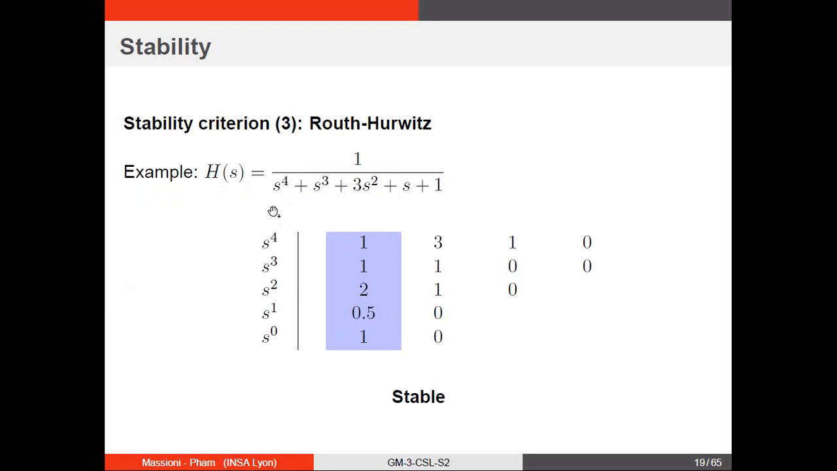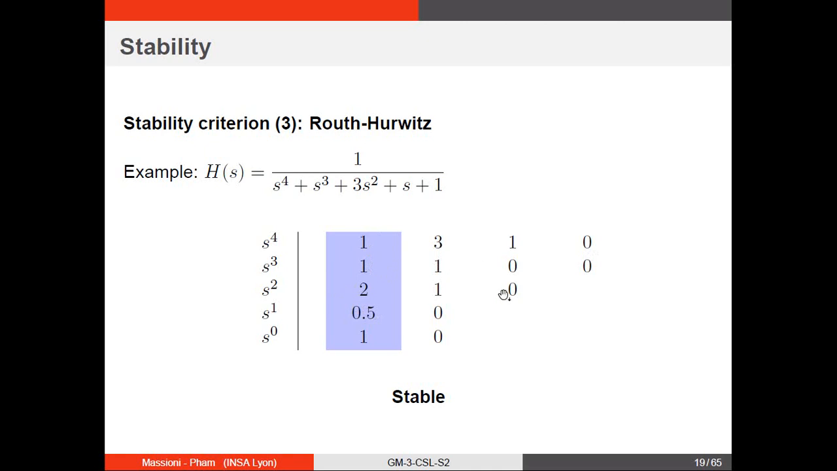Okay, so how do we do it? Well, we said we start writing down S to the power 4, S to the power 3, etc., etc., S to the power 0, then coefficients 1, 1, 1, and then 1, 1 for the second row. So first row 1, 3, 1, second row 1, 1, and then we start with the third row by using that rule you've seen before. So the rule is, for this term, 1 times 3 minus 1 times 1, divided by 1, gives 2. For this one over here, 1 times 1 minus 1 times 0, divided by 1, gives 1. Here what we get is 1 times 0 minus 1 times 0, so 0.